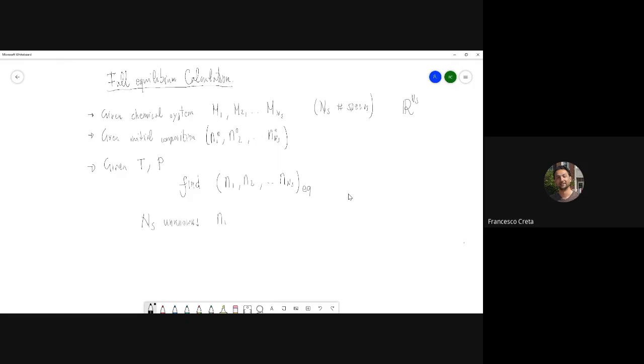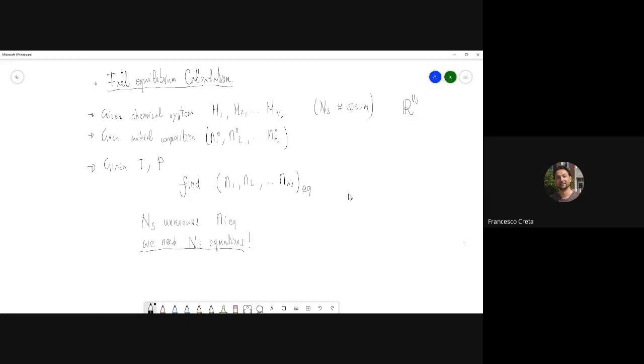I can call them Ni of equilibrium, okay? So how many equations do we need? We need NS equations. Okay, let me underline this. So the methodology here to describe the full equilibrium calculation will amount to essentially writing down those NS equations, okay?